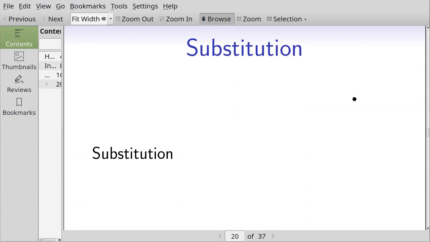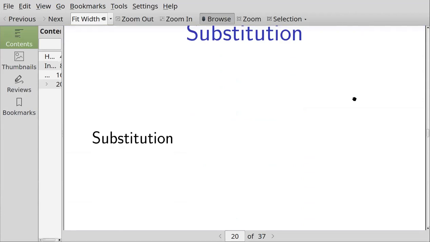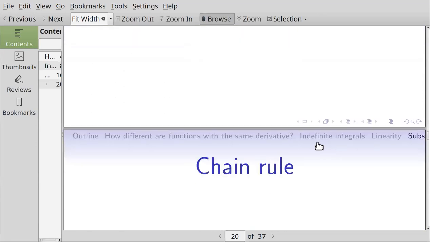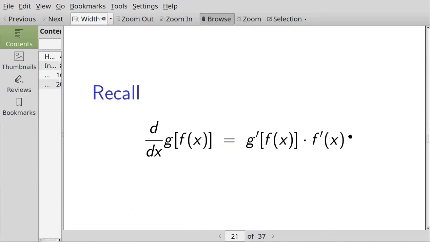Now we come to a technique called substitution. What we do here is we remember the chain rule. So substitution is based upon running the chain rule backwards. Okay? So once again, the chain rule. If I want the derivative of g of f of x, I take the derivative of g with respect to f of x, and then I multiply it by the derivative of f with respect to x. Okay, so that's the chain rule.